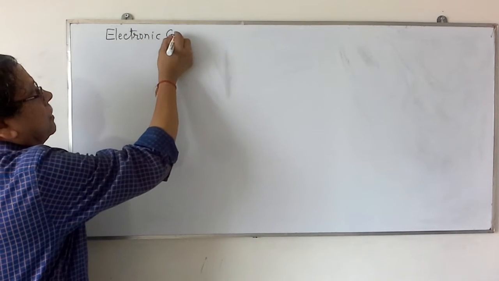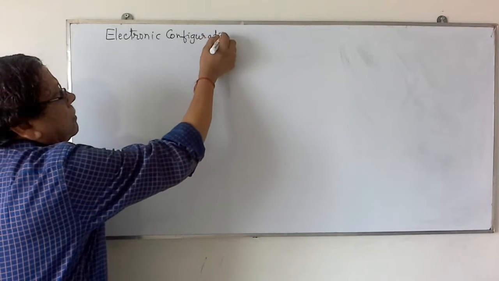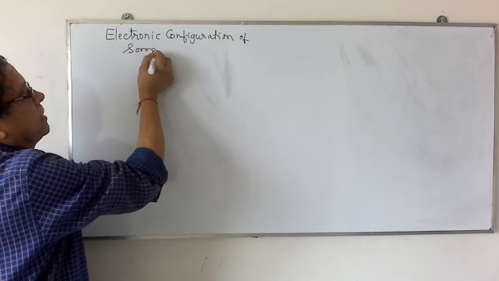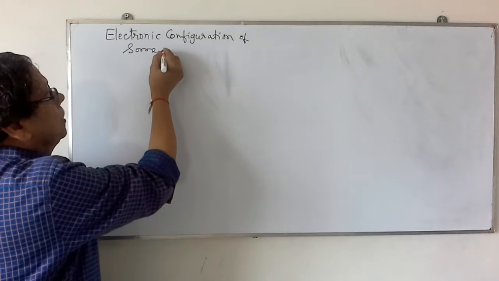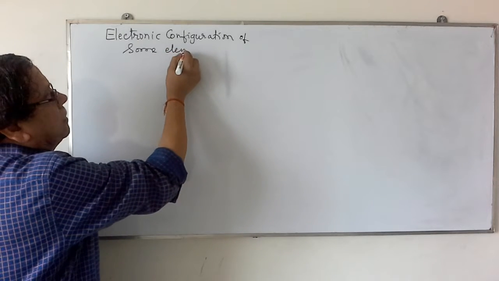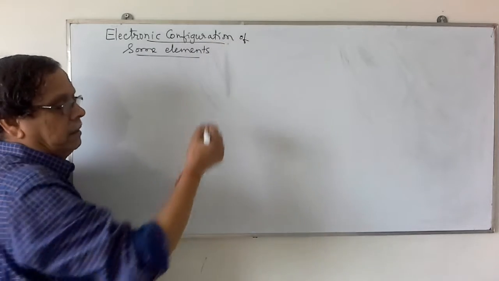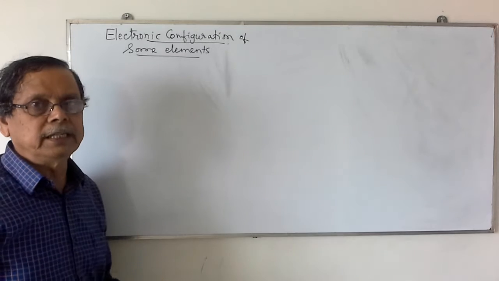Electronic configuration of some elements. In this chapter we consider only the elements up to atomic number 30 or so. To write the electronic configuration, we have three important rules that we have studied in the previous videos.